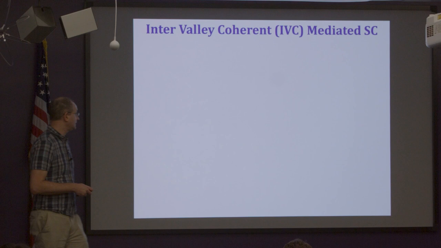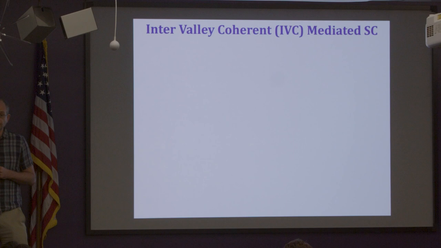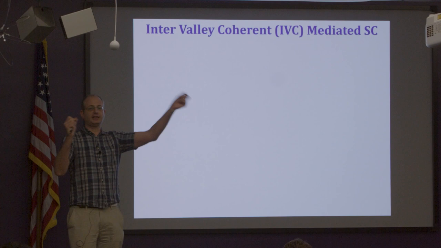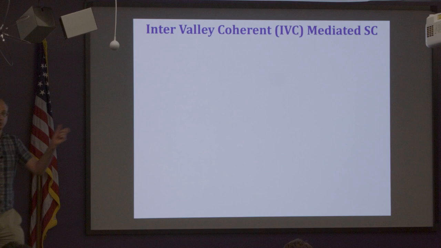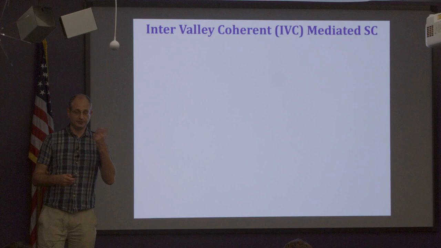So what is IVC? It was mentioned a few times in the school. IVC is an order parameter that involves a spontaneous coherence between valley k and k prime. The order parameter is c_k dagger c_k prime, and that order parameter carries a non-zero momentum in the graphene Brillouin zone. That means in real space it involves some kind of density wave on the carbon-carbon scale. You can imagine different order parameters like that.